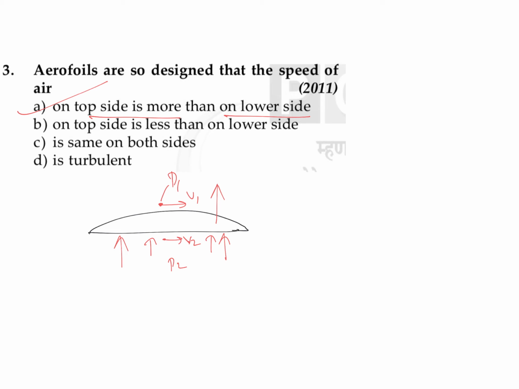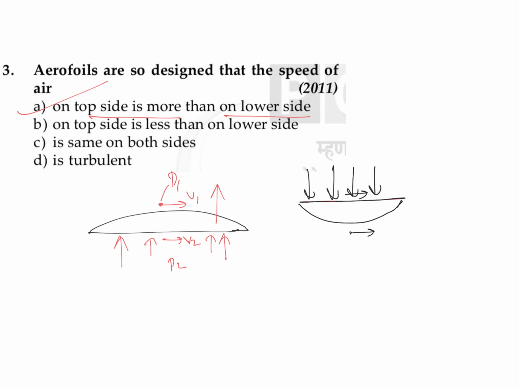There is one more possibility: we can use this aerofoil in the opposite direction, meaning we can keep it like this. Then the velocity on the lower side will be more, and the velocity on the upper side will be less. In this situation, the net force is going to act in the downward direction. So where are we going to use this? The practical application of this will come in the case of spoilers.